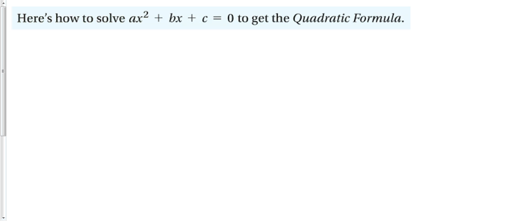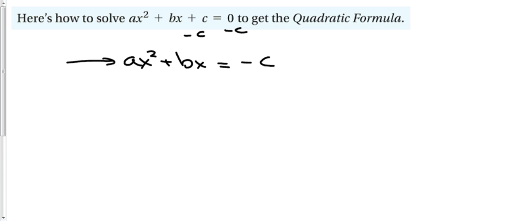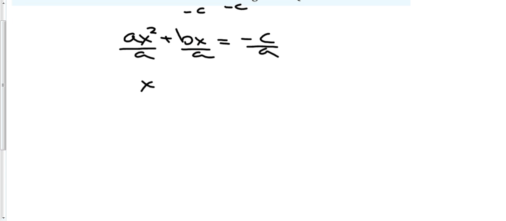So we have our standard form, ax squared plus bx plus c. Okay, we can solve this to get the quadratic formula. So first thing I'm going to do is solve this by completing the square, which means I'm going to subtract c from both sides. So I have ax squared plus bx is going to be equal to negative c. Okay. Next, in order to complete the square, I can't have that a there. I have to have x squared by itself. So I'm going to divide it out, which leaves me with x squared plus b over a x is going to equal negative c over a.